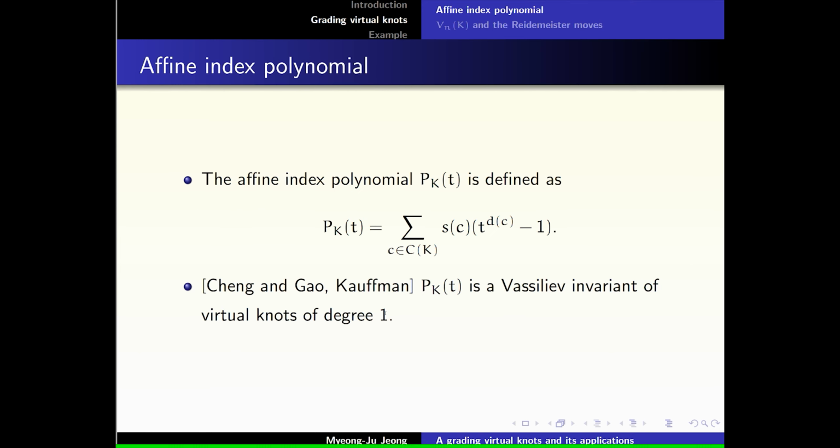So let's see what Kauffman and Chen have done for invariants of virtual knots by using the degree. The affine index polynomial, which is denoted by P sub K of t, is defined by this formula. It is defined as the sum of sign multiplied by t to the degree of c minus 1. This is an invariant of virtual knots, and in particular, it vanishes for all virtual knots with more than one crossing. So it is a very sharp invariant of degree 1.